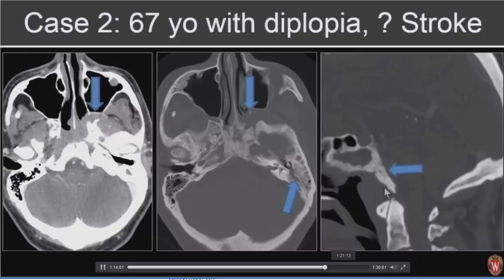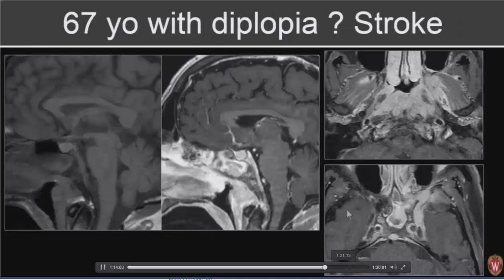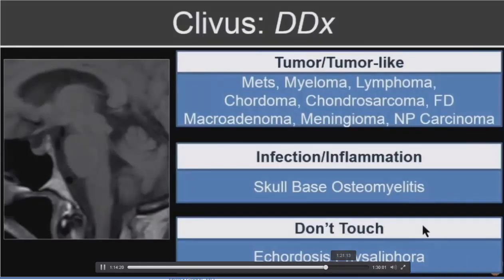I look on my sagittal bone windows, and I can see that there's actually involvement of the clivus. This patient goes on to get an MRI, and we can see that there's this diffuse marrow replacing process involving the clivus. There's essentially a dural thickening along that posterior margin of the clivus. And of course we can confirm this soft tissue in the cavernous sinus and in the pterygopalatine fossa.